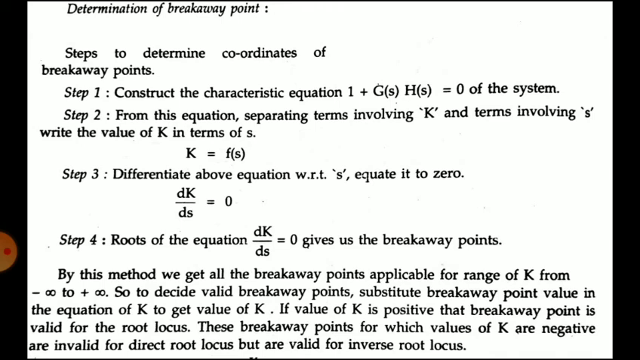Now we will come to our main problem. The steps to determine coordinates of breakaway points: first step, construct the characteristic equation 1 plus G(s)H(s) equal to 0 of the system. Then from this equation, separating terms involving k and terms involving s, write k equal to f of s, and differentiate the above equation with respect to s, equating it to 0, that is dk by ds equal to 0. The roots of the equation dk by ds equal to 0 give us the breakaway points.